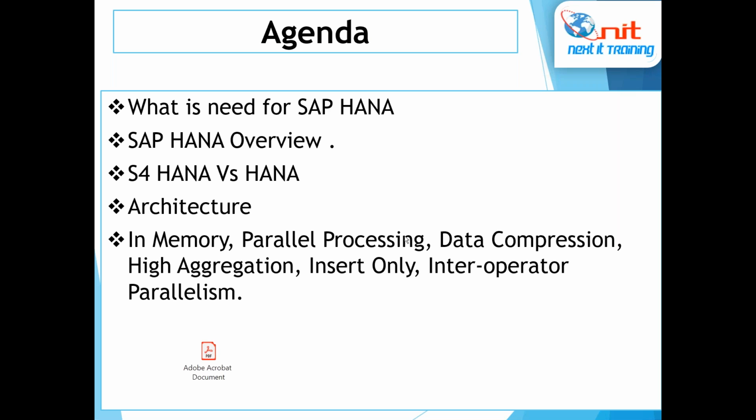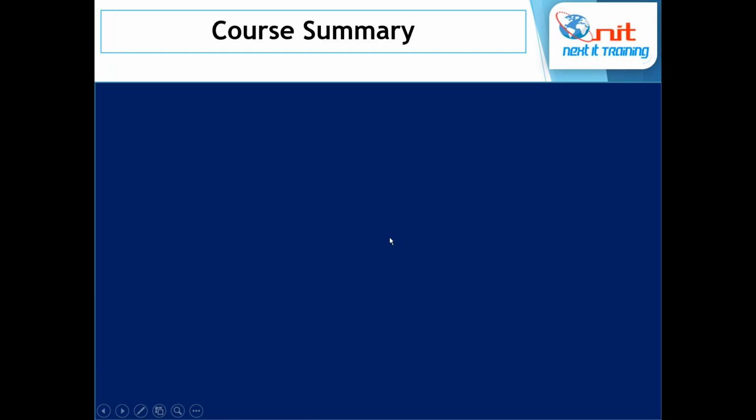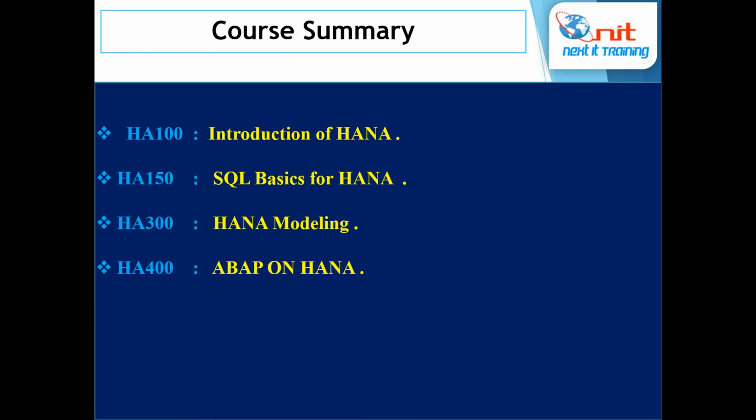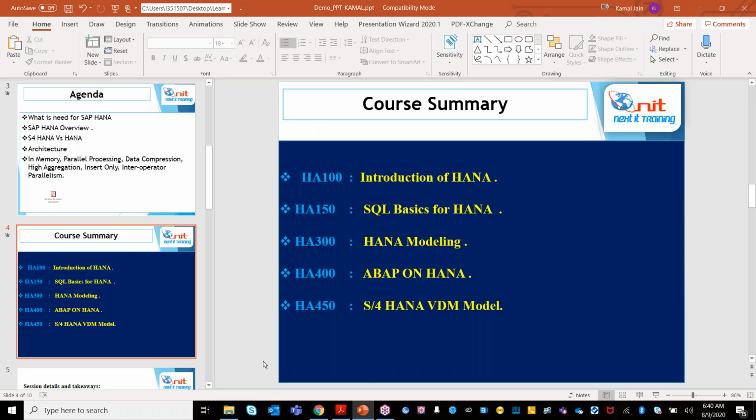Okay. So let me quickly navigate you to the certification about SAP HANA, ABAP on HANA. What are the topics? We have different topics here from the certification material: HA100, HA150, 300, 400, and 450. Okay. So you can see HA100 and HA150. Let me navigate you to the SAP website where I can show you all these things.